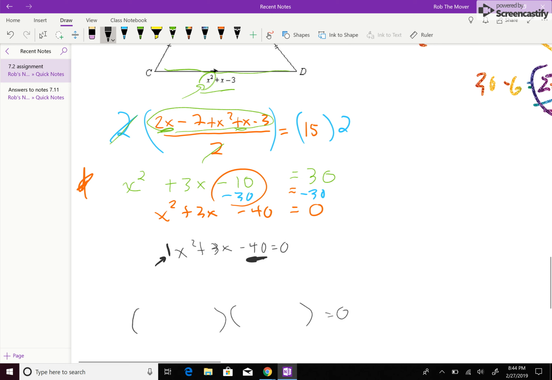We got to look for factors of negative 40. What numbers multiply to get negative 40 that also have a sum of positive 3? Now 40 has a lot of factors, right? You got 2 times 20. You got 1 times 40. 3 doesn't go into it. 4 goes into it. Sorry, this was 2 times 20. 4 times 10, right?